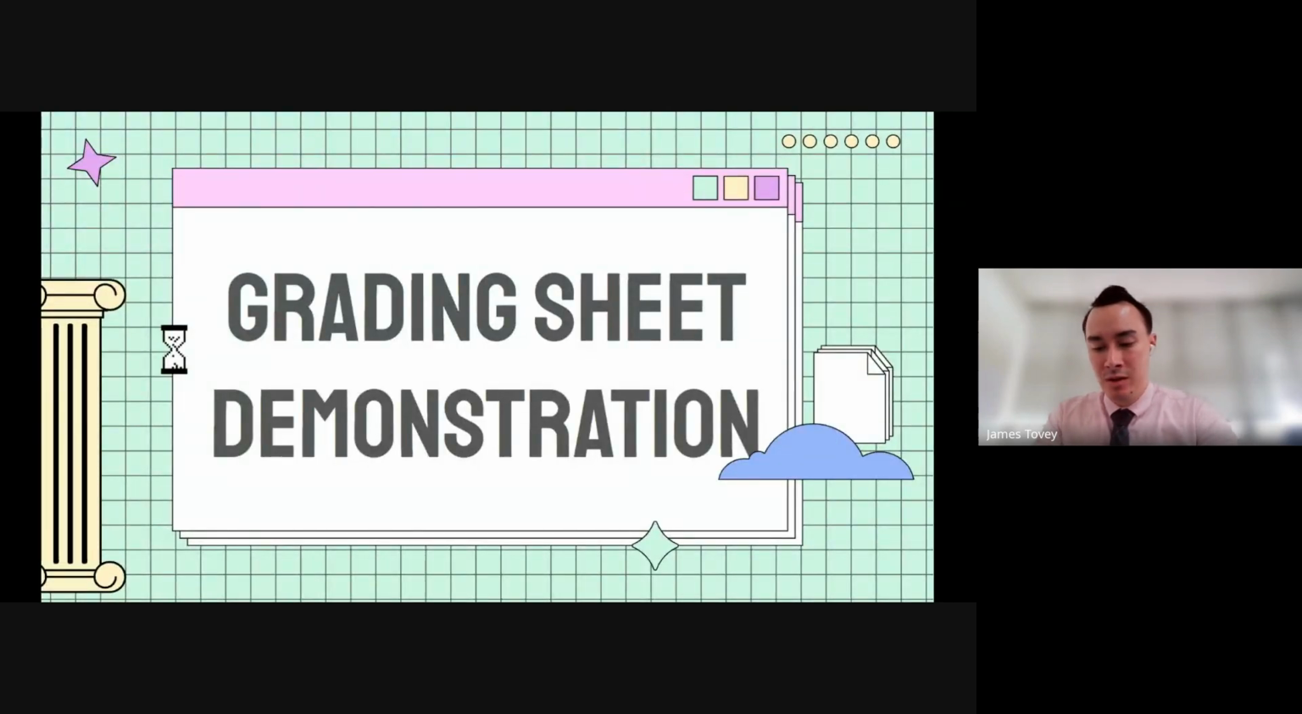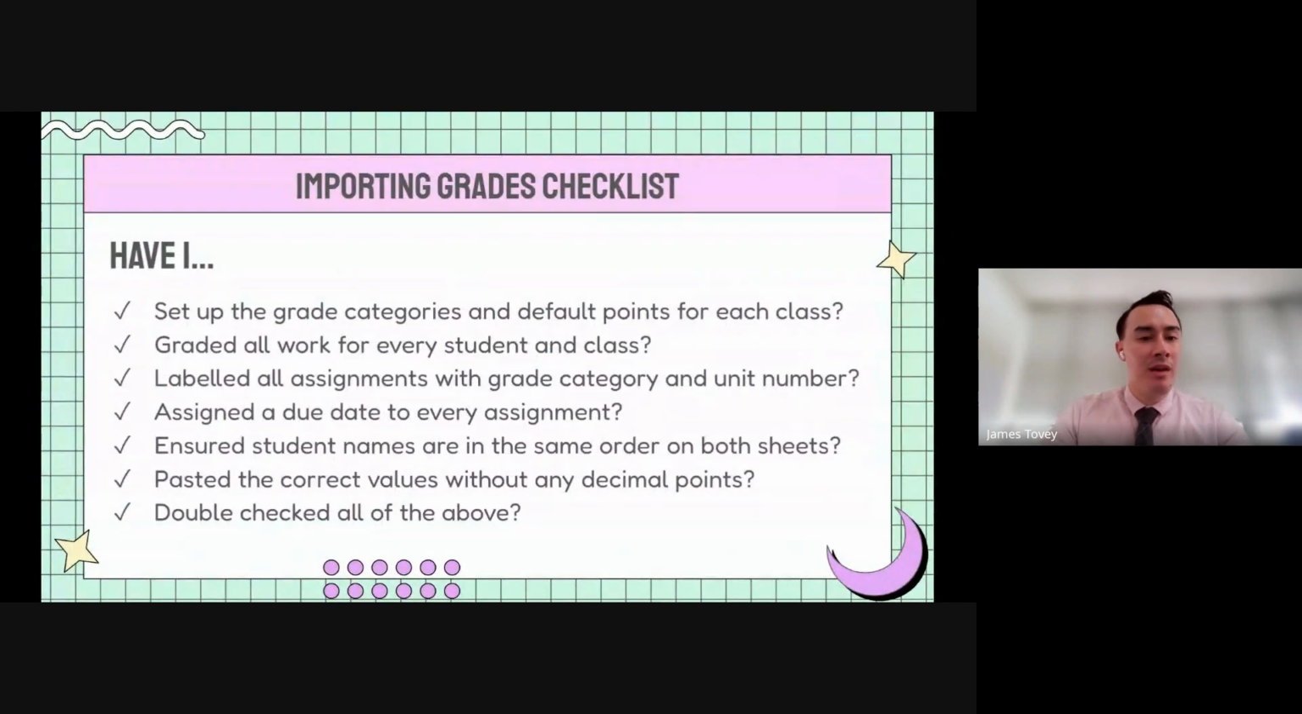Okay. There we go. Now, importing grades checklist. Let's see if I followed all these. Hopefully I did. All right. Set up the grade categories and default points for each class. Good. So CW classwork, PT participation, and 20. Have I graded all work for every student in class? Yes. Graded everything. Made sure I followed up and got all the students to put in their work.